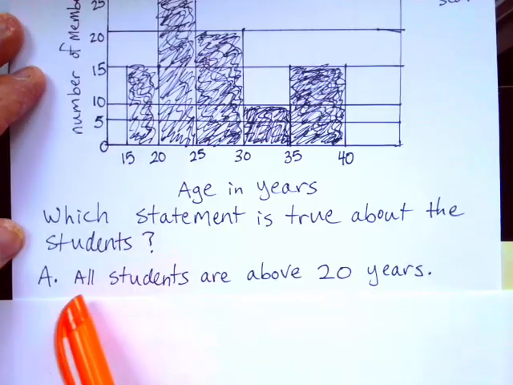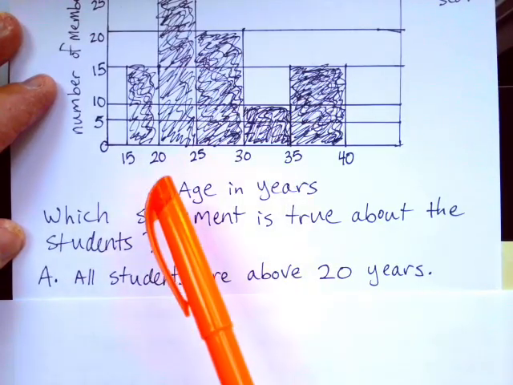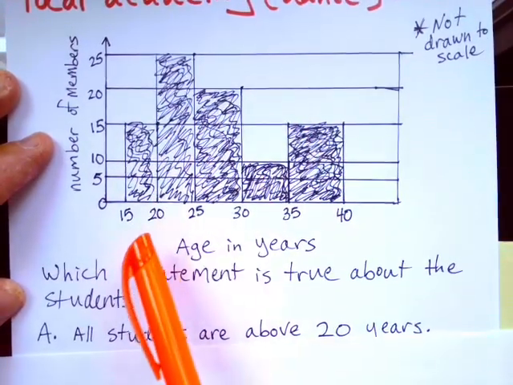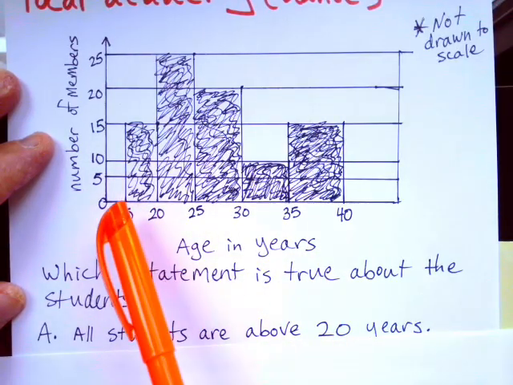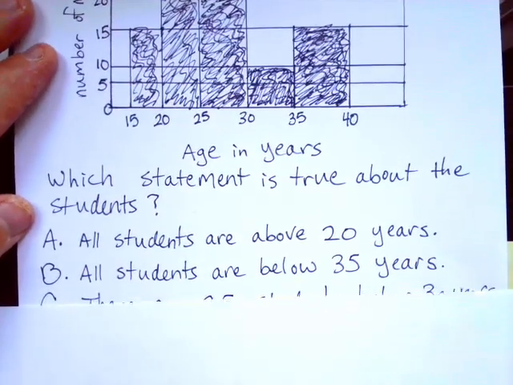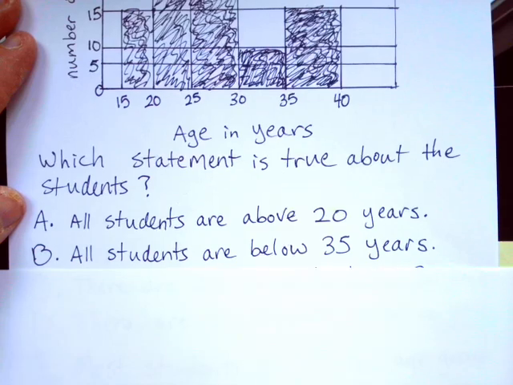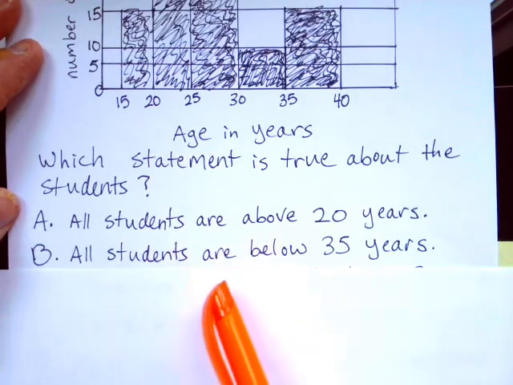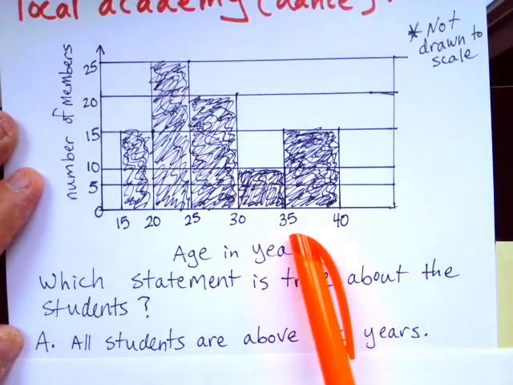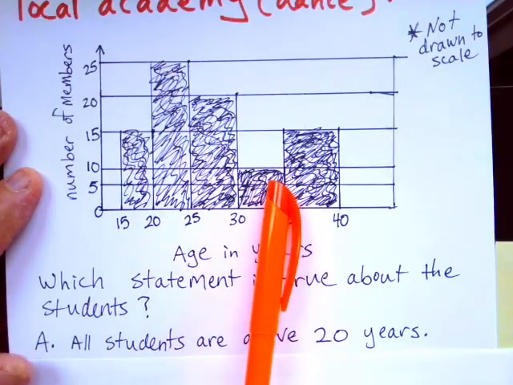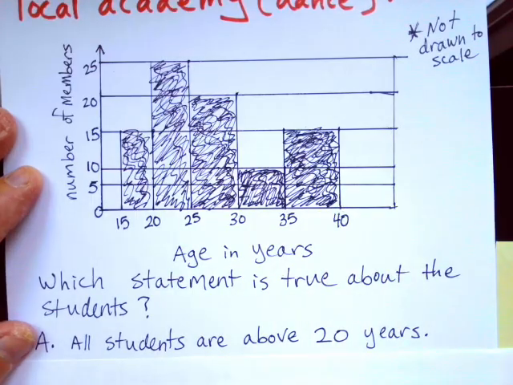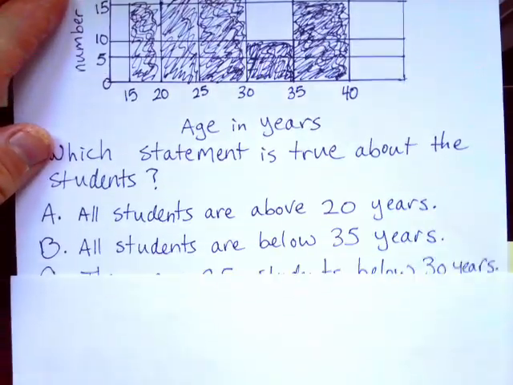So let me ask you, for A, all students are above age 20? Are all the students in this histogram above the age of 20? No. There are some between the ages of 15 and 20. Cross off option A. Option B, all students are below 35 years old. Well, let's take a look. Are all students under the age of 35? No, we have a group between 35 and 40. So you can cross off option B.